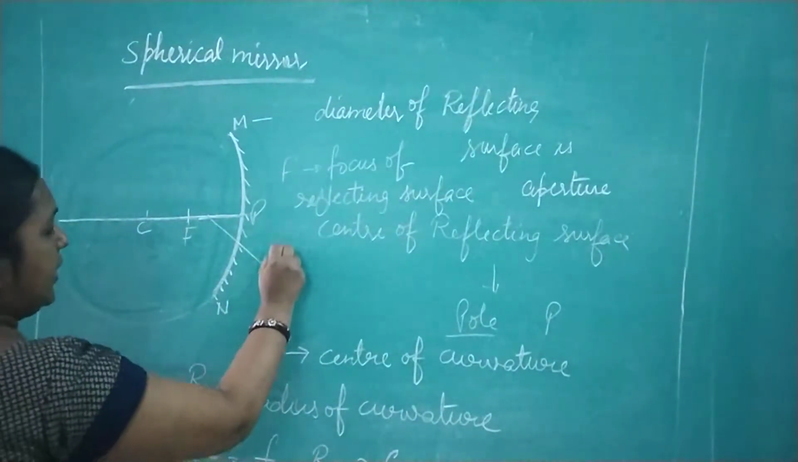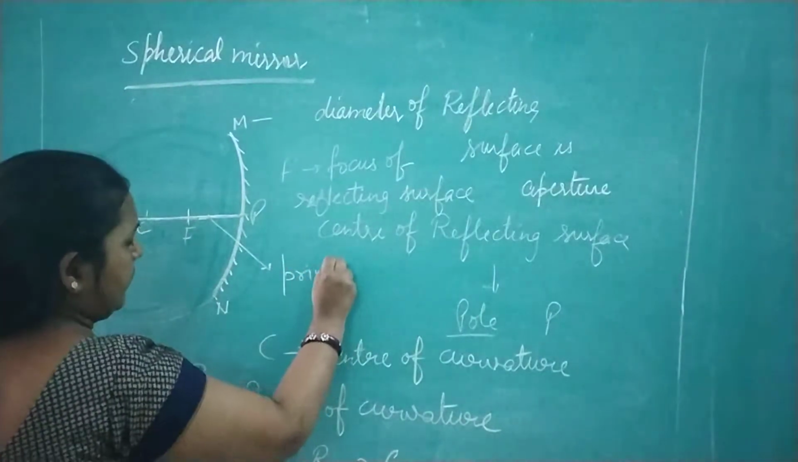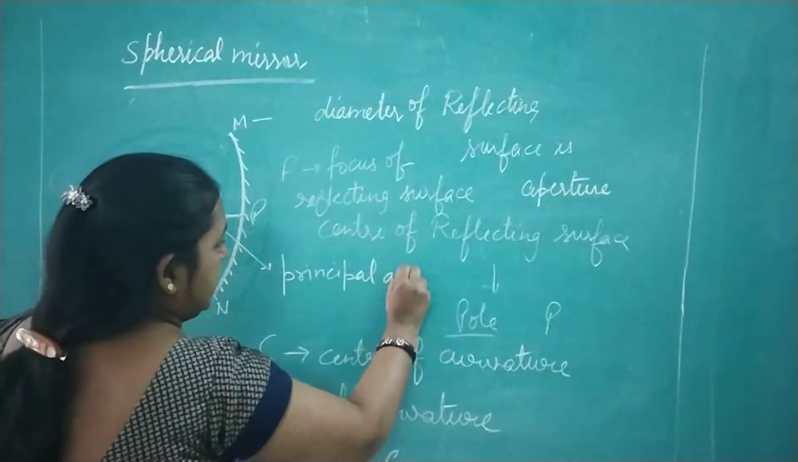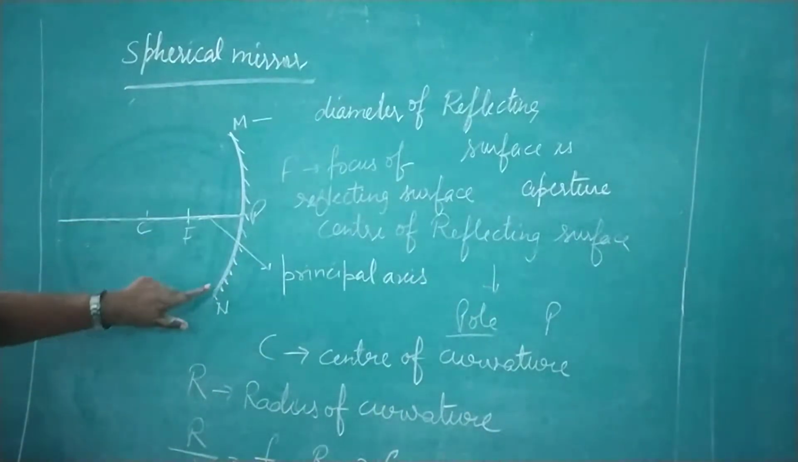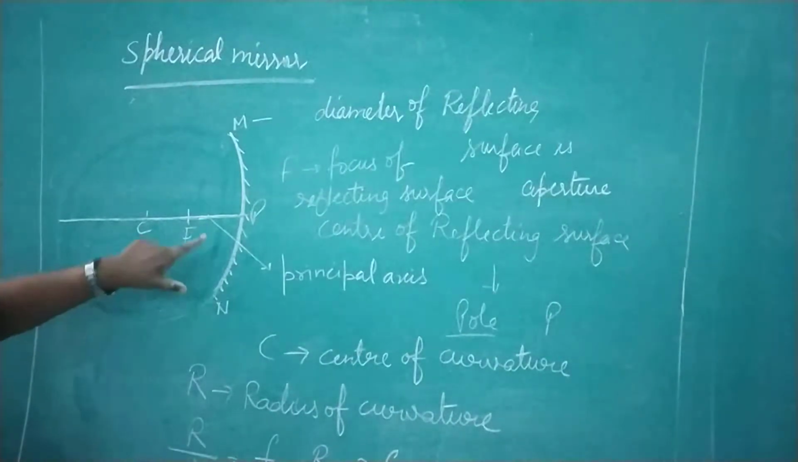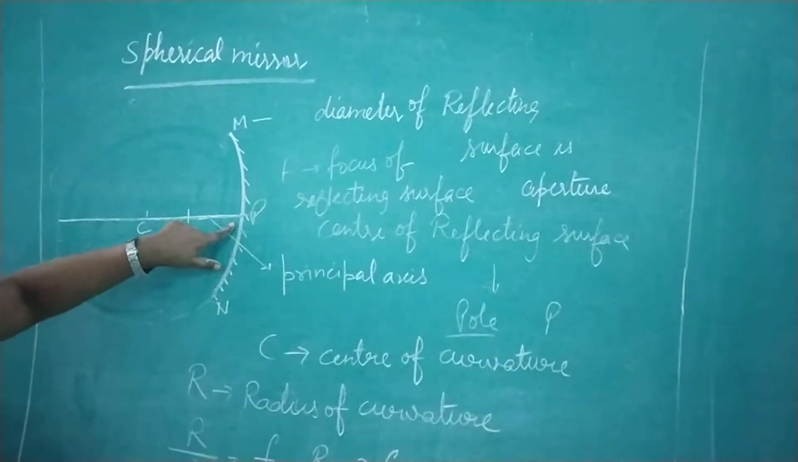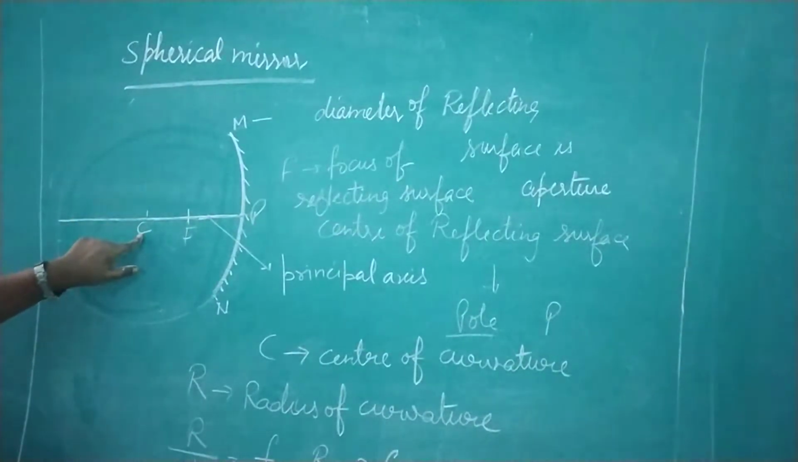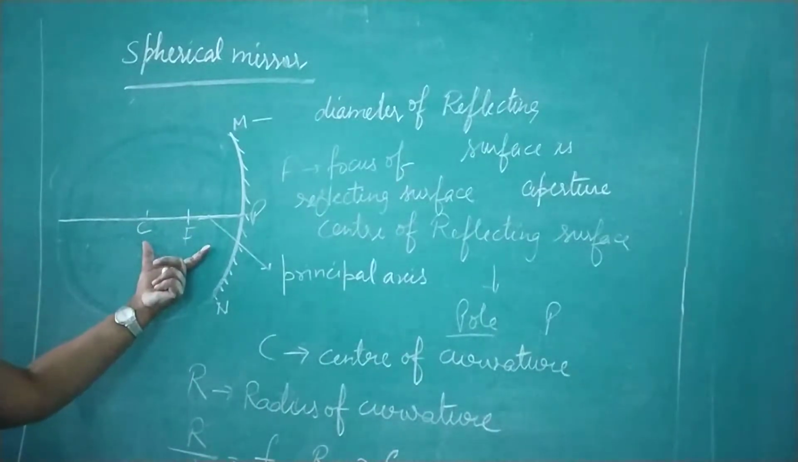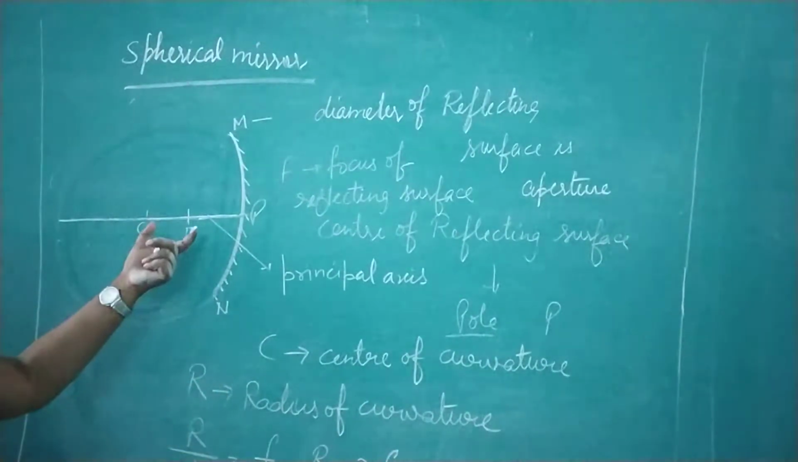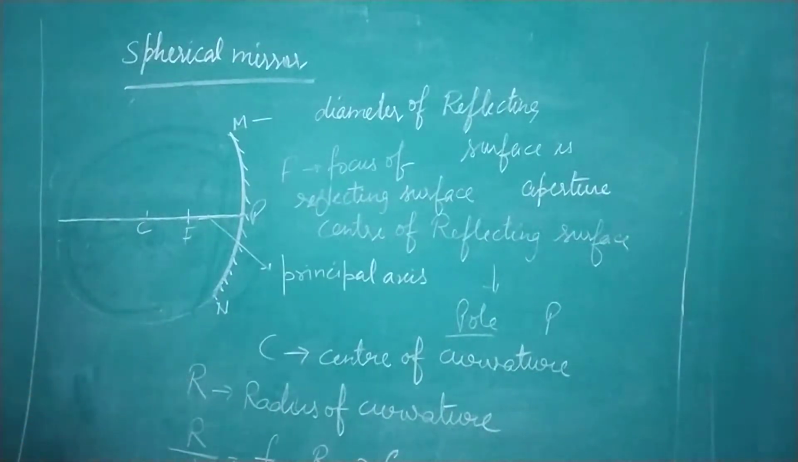This line is known as principal axis, right? So what we have discussed: the diameter of the reflecting surface is known as aperture. The center of the reflecting surface is known as pole. The center of the sphere, which is not part of the reflecting surface, is known as center of curvature. The distance between P and C is known as radius of curvature. Half of the radius of curvature is known as focal length, and a line which is passing through the pole and the center of curvature is known as your principal axis, right?